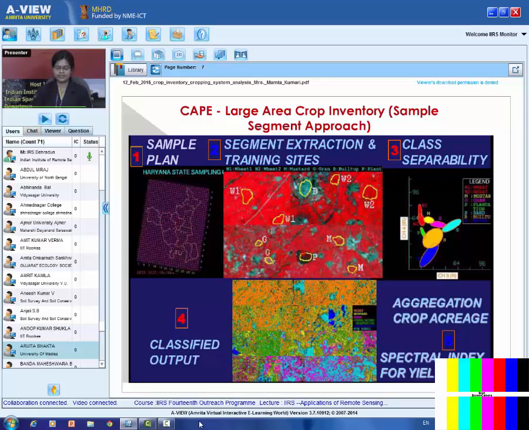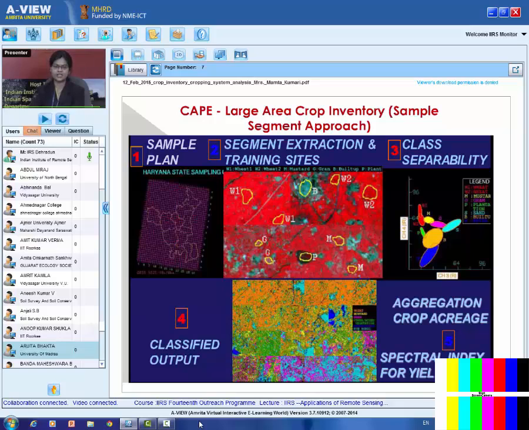In CAPE, as the digital analysis, the maximum likelihood classifier algorithm has been used. In this, the algorithm basically groups all the pixels corresponding to, or closer to, the training site pixels.